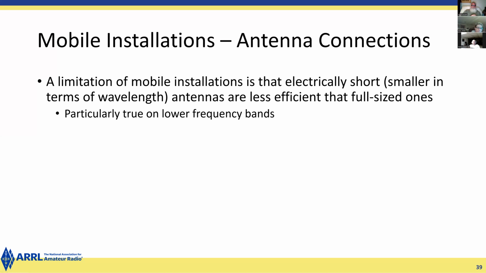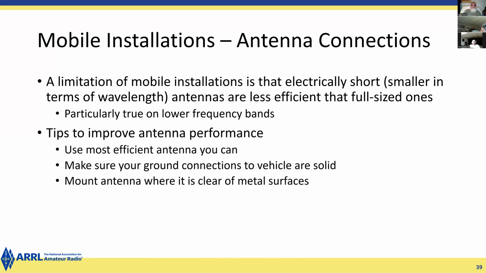And what typically happens is you'll get something that's maybe 6 feet tall, maybe a couple of feet taller than your car, and it will have a loading coil in the middle somewhere. What that does is make the antenna look longer electrically. But you're going to be stuck with a compromised antenna. It's less efficient than full-sized antennas. There's nothing really you can do about that except to choose the one that is appropriate for your car, the most efficient one that you can find.